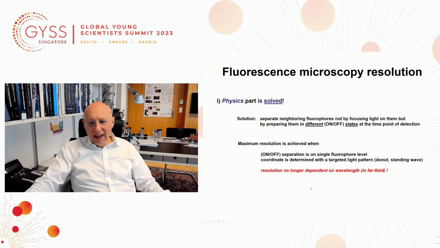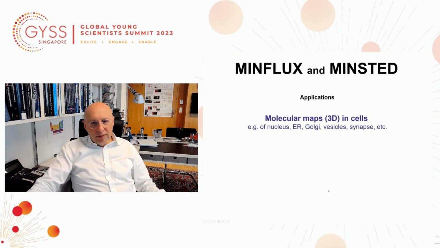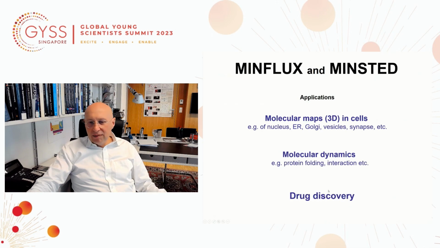And not surprisingly, they were the first to lead to a spatial resolution that is, at the end of the day, as I'm showing here in this red sentence, no longer dependent on the wavelengths. And this is mind-boggling. You have now in far field focused light fluorescence microscopy a resolution that doesn't depend on the wavelengths anymore. The limits that are now set are set by the chemistry of labeling, fluorophore size, and this type of thing. And biologists and chemists have to worry about this, but the physics is sorted out. Applications are many: molecular maps, protein dynamics, drug discovery, you name it.